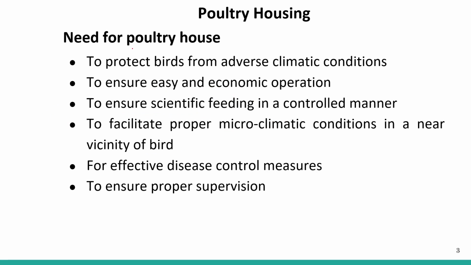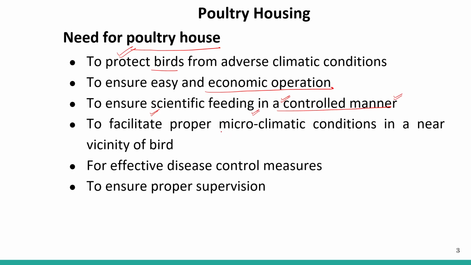Okay, so the first thing, that is the need for the poultry house: to protect birds from the adverse climatic conditions. So we have birds and we should protect them from adverse climatic conditions. So we need a proper poultry house for them. Ensure easy and economic operations, to ensure scientific feeding in a controlled manner. So we require eggs and meat from the poultry house, right? So some scientific feeding method should be there, so that they are in good health and they can produce lots of eggs and meat also.